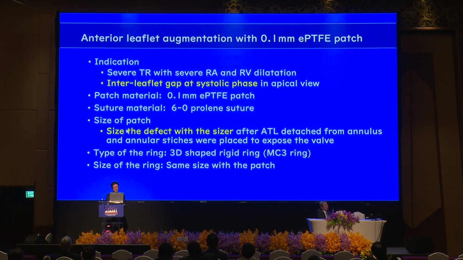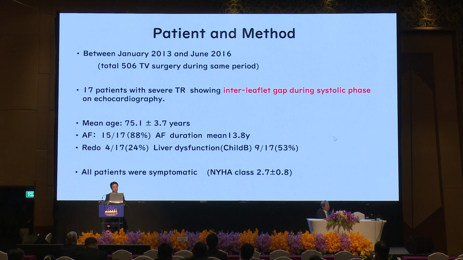The size of the patch was decided by sizing the defect where the anterior leaflet was detached from the annulus and the annular stitch was placed. And then the ring was a 3D shaped rigid ring. The size of the ring was the same size as the patch. We had 17 cases in about a 4 year period.